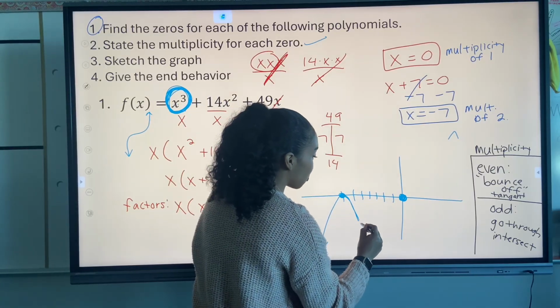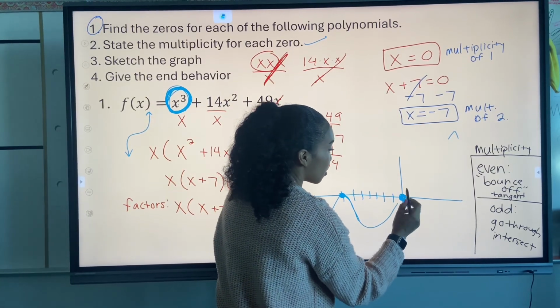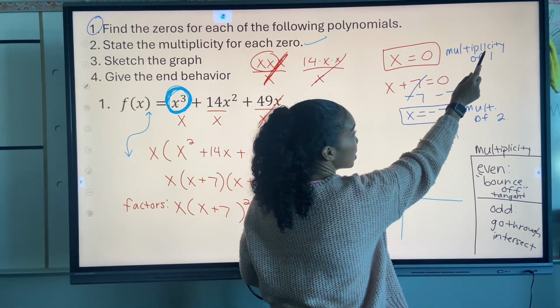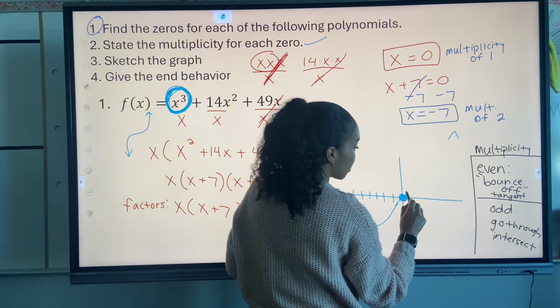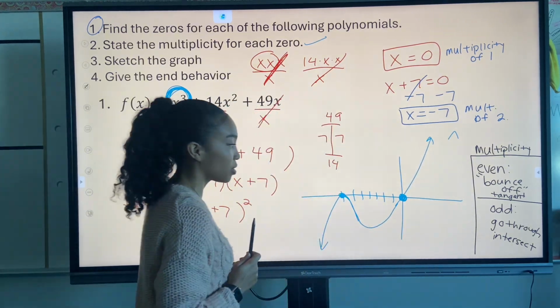Now let's go ahead and approach the next x-intercept. At 0, the multiplicity is odd. When it's odd, you're going to go through the point. So that's what your graph would look like.